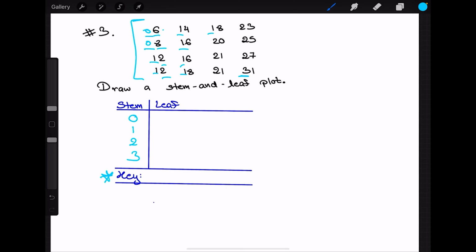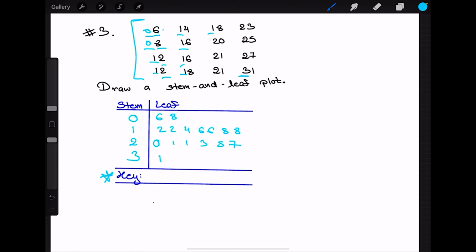So in this case it would be 0, 6, 8. 1 will be 2, 2, 4, 6, 6, 8, 8. And yes, you can have repeating numbers. You do not have to insert it only once. 2 is 2, 1, 1, 0, 1, 1, 3, 5, 7, and 3 is simply 1.